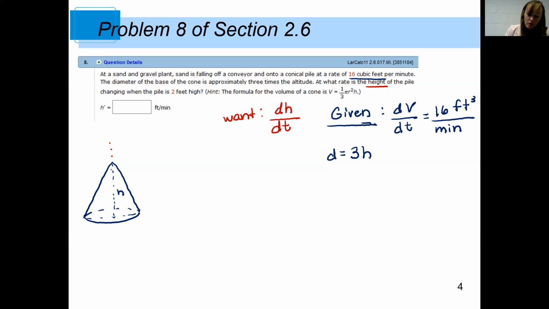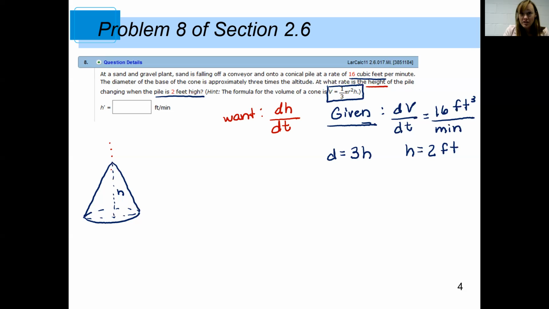And then we are also given that the height, because we're really looking at at what rate is the height of the pile changing when the pile is 2 feet high. So we have that the height is 2 feet. Okay, and they give us an equation, which is really helpful. And you can expect that on a test in most of these problems. I won't ask you to know all these different kinds of geometric formulas, although there are some geometric formulas in the resources on Canvas under the modules page, but you shouldn't be required to memorize them.